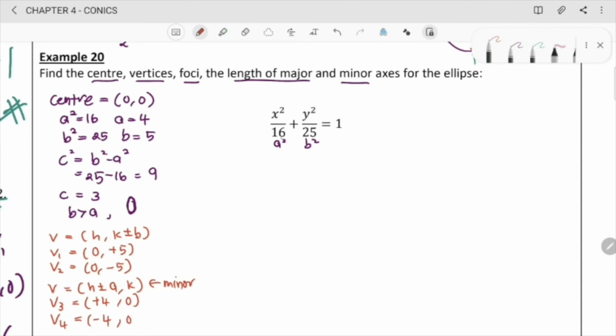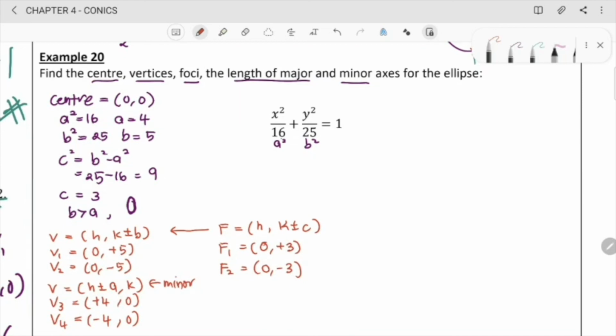minus 4, 0, and then we need to find the foci. So the foci are on the major axis. Okay, so it has the same h, and it will be different on the y coordinate, which is k plus or minus c. So let's say f1, the c is 3, so h is 0, k is 0, so 0 plus 3 is plus 3. f2 is 0 minus 3. It doesn't matter, you don't have to write the plus. Okay, it's just normal: 0, 3, that's it.